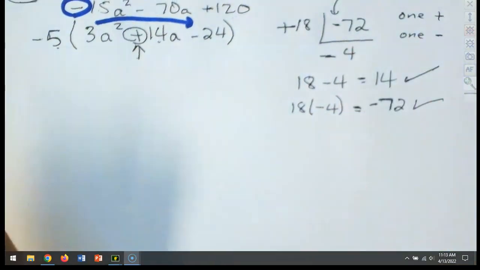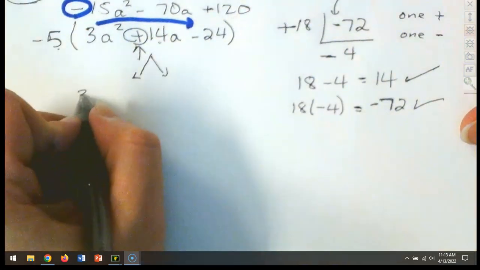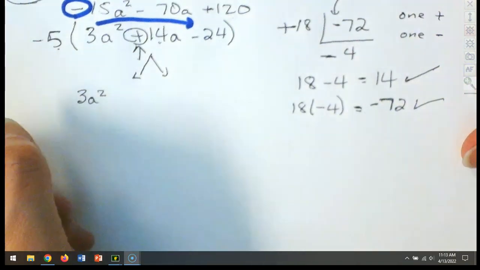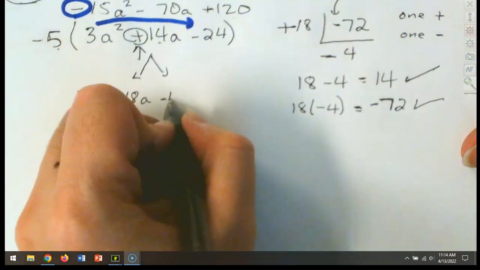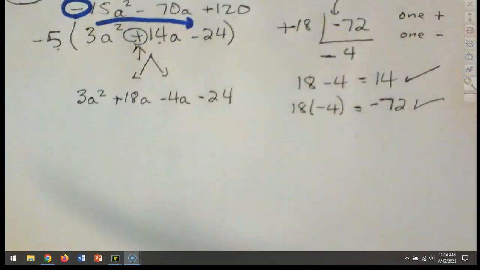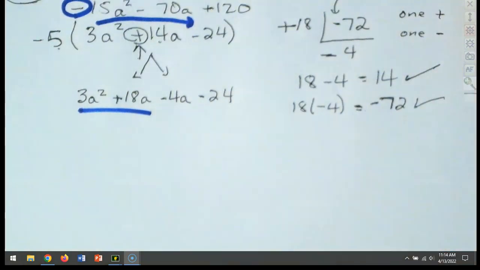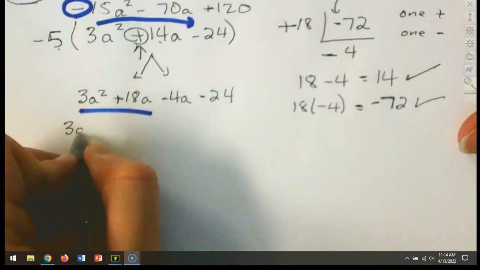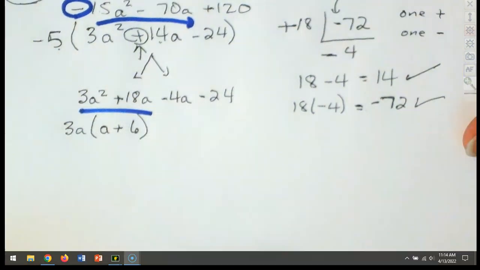Now, don't worry about the negative 5 in front because it's just going to come along for the ride. So the negative 5 just stays out in front till the very end. Next, we're going to split the middle up again. And we've got 3a squared plus 18a minus 4a minus 24. We can factor this by grouping. So we should be able to take a 3a out, and that's going to leave you with an a plus 6 here it looks like.